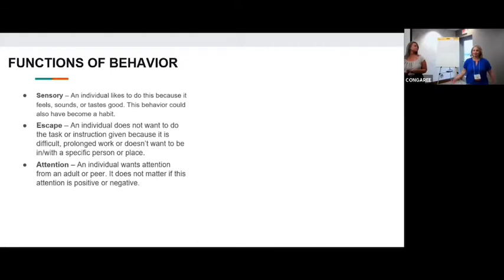I had to explain this one to my husband recently. We have a 13-month-old daughter, and so she's really getting into things now.